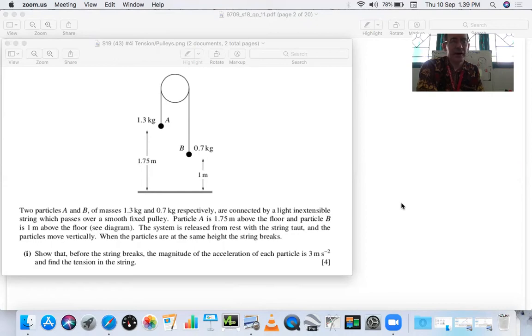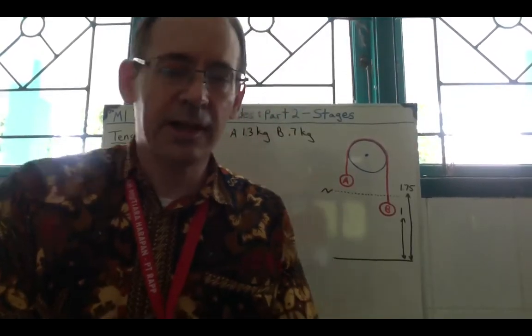When the particles are at the same height, the string breaks. Show that before the string breaks that the magnitude of acceleration is 3 meters per second squared, and find the tension in the string. So we've seen this pairing of variables, acceleration and tension, before. And so we're basically doing the same thing, except we're finding the part before the string breaks. So let's go to our board and look at our diagram.